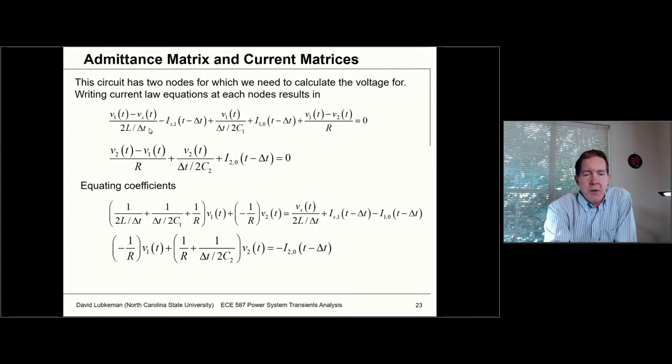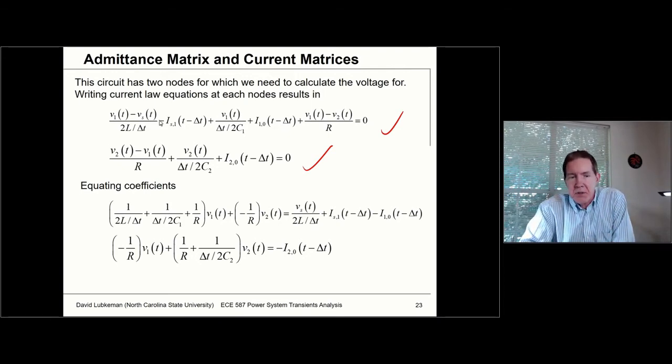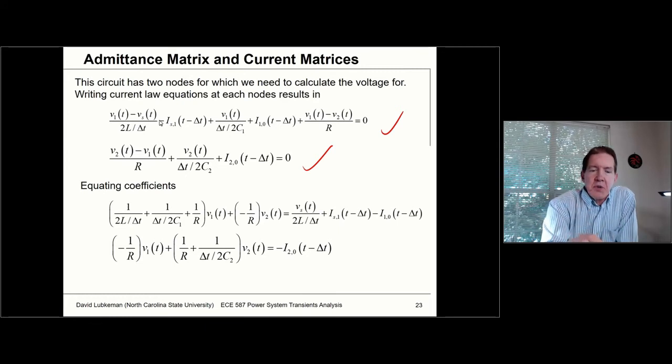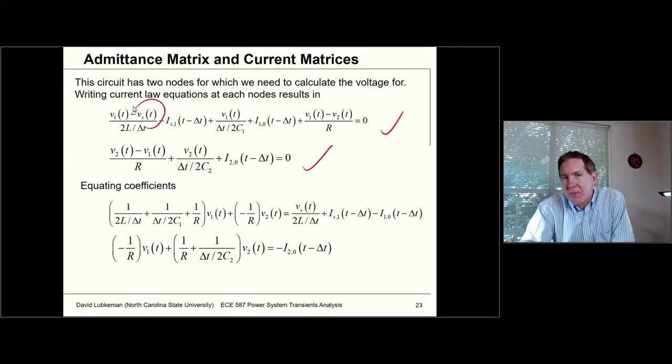I've got the current coming out of node number 1, so that's expressed in this first equation here. And I've got the current coming out of node number 2. Note this is all in terms of the voltage that I want to solve for, plus the history expression for the current, as well as any forcing functions associated with the circuit. The only forcing function we have in this case is Vs.